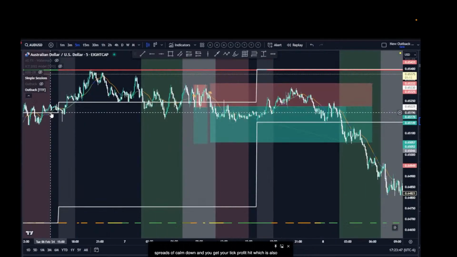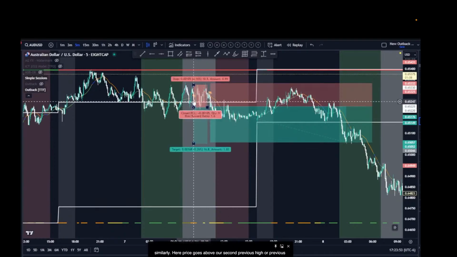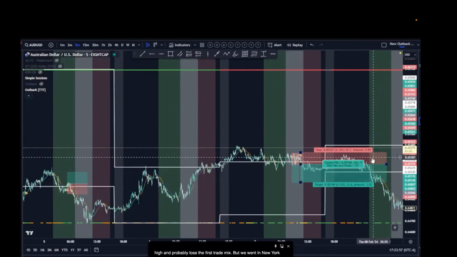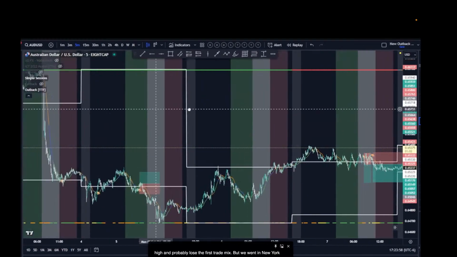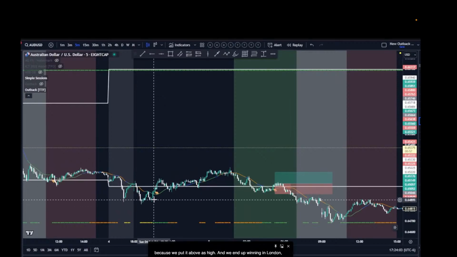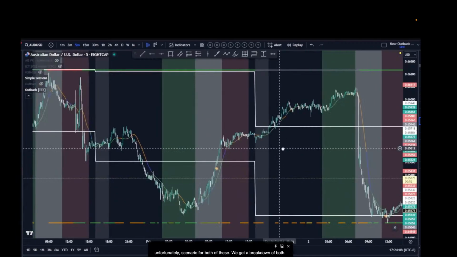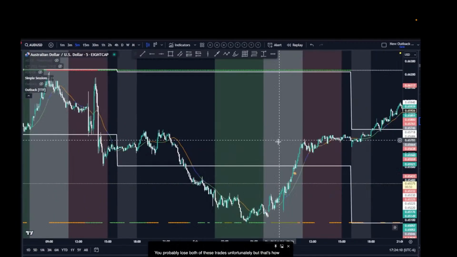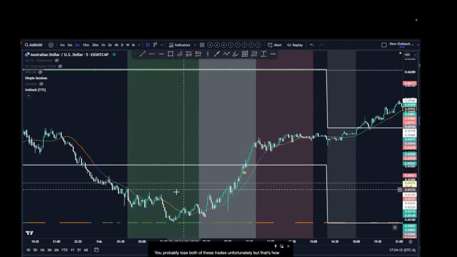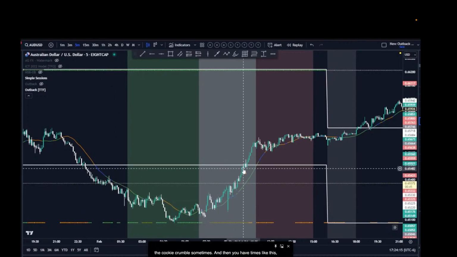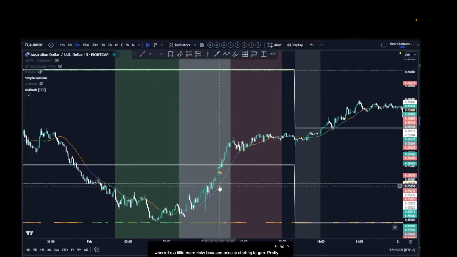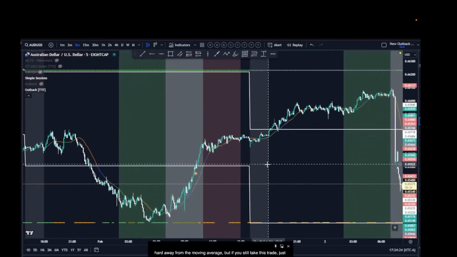Similarly here, price goes above our second previous high, and we probably lose the first trade, but we win in New York because we put it above this high, and we end up winning in London. Unfortunate scenario: for both of these we get a breakdown of both. You probably lose both of these trades, unfortunately, but that's how the cookie crumbles sometimes. And then you have times like this where it's a little more risky because price is starting to gap pretty hard away from the moving average. But if you still take this trade, just be conscious of your stop. Trade ends up running still, you get a good win.